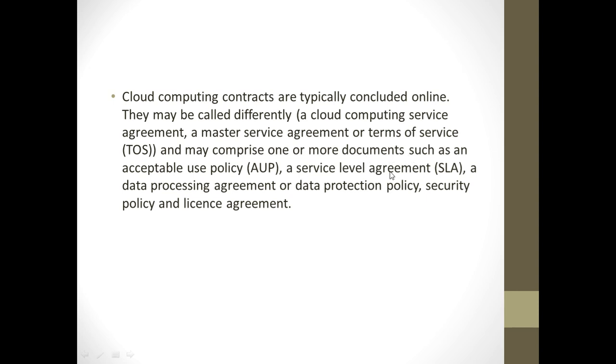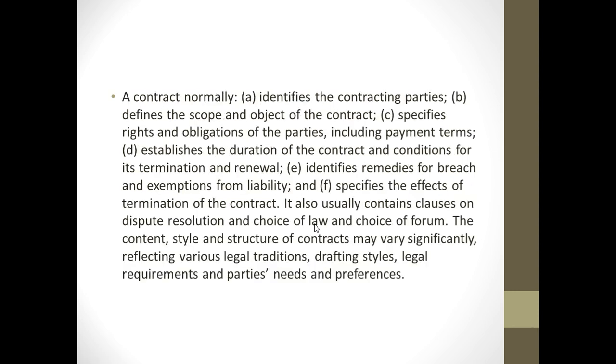The documents which are allowed in a contract are the AUP, acceptable use policy; the SLA, service level agreement; a data processing agreement or a data protection policy; a security policy; and a license agreement. All these are included in cloud computing contracts.